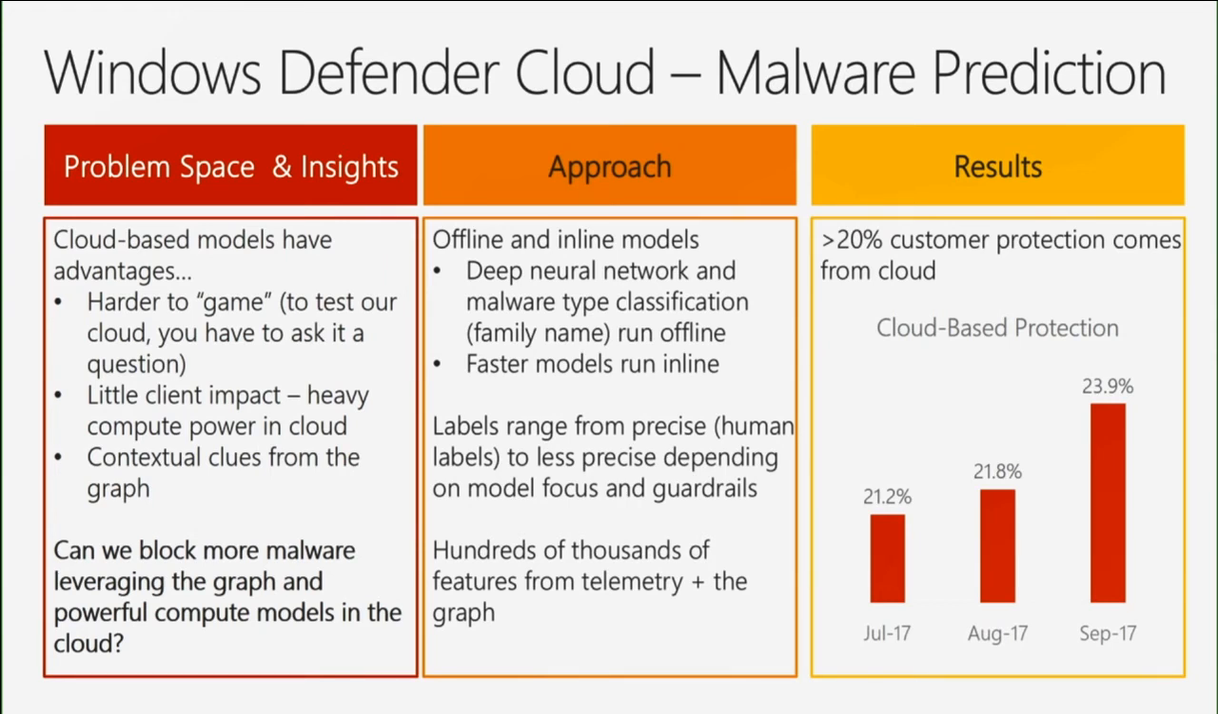We have both offline and inline models. Most of our models are inline, but we have some offline deep learning models that look for categorization of families and things like that. But most of them run inline and are pretty performant. We have different labeling strategies depending on what the model is doing. We've got some really aggressive models that are focused on first-seen files, so I'll talk about them in a bit, which have a more broad labeling strategy to have a more aggressive training set, essentially. And when we're looking at the feature set, it's hundreds of thousands of features that we include in these models. It represents over 20% of our customer protection today. That little graph shows you what the customer value's been month over month.